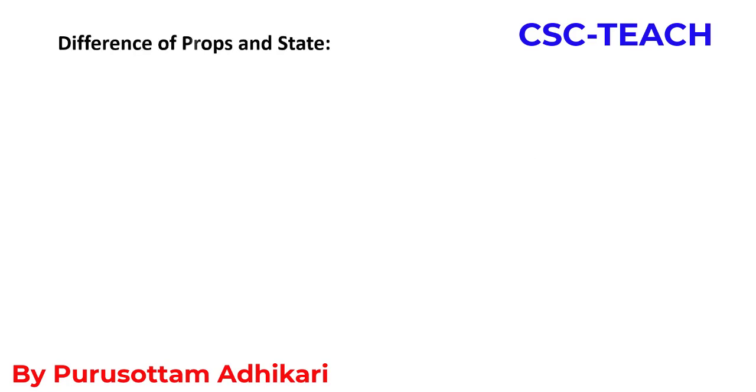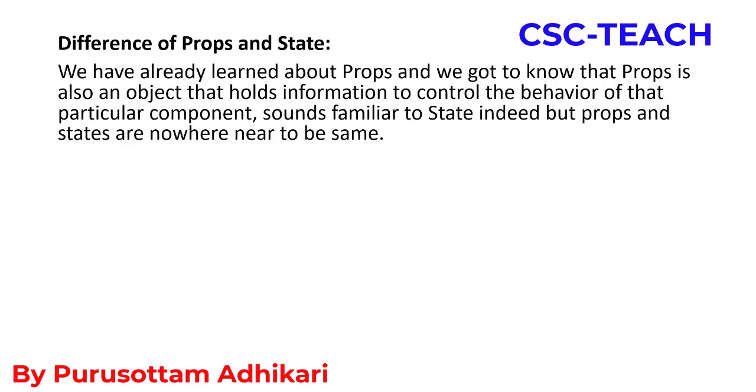Then, what is the difference between props and state? Props and state look the same. What is the difference? We have already learned about props in the previous video, and we got to know that props is also an object that holds information to control the behavior of a particular component. That sounds familiar to state indeed, but props and state are not the same. They are near to each other but with a little difference. Let's see the differences between props and state.